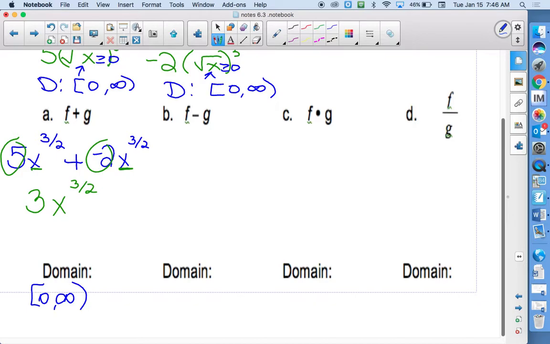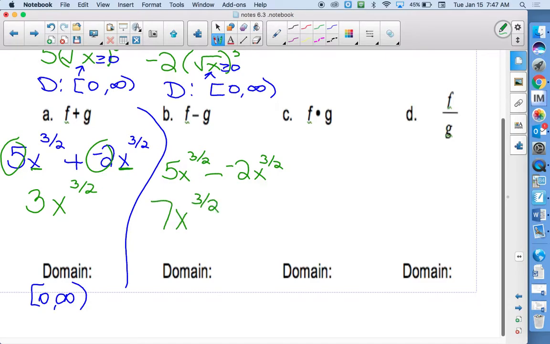So this second one wants us to take f of x and subtract g of x, which is pretty much exactly the same thing, except now we're subtracting the 2 functions. So f of x minus g of x. Odette gives you? 7x to the 3/2. Does the domain change? No. It's still the same 2 original functions. The power or the exponent is still the same. So 0 to infinity.